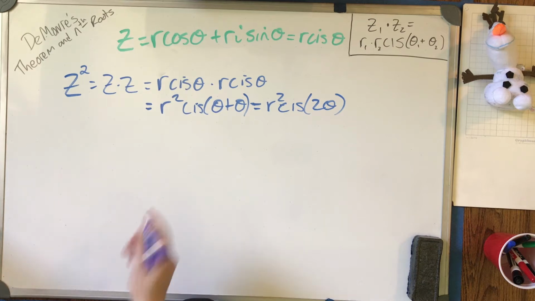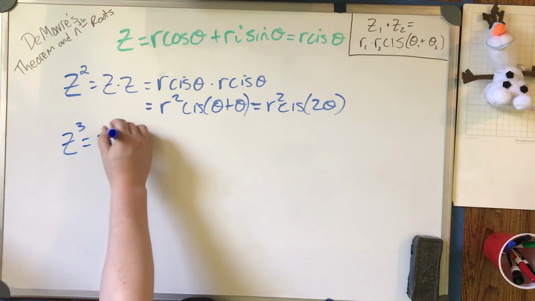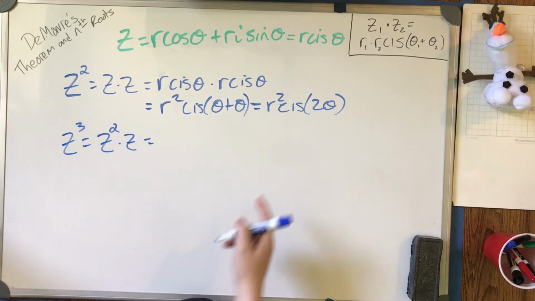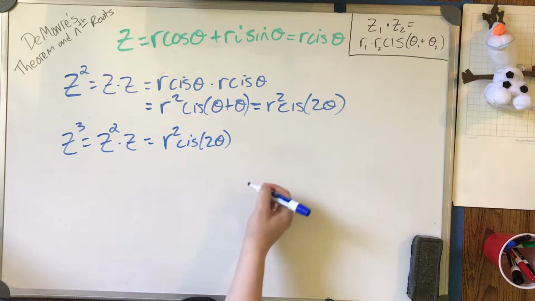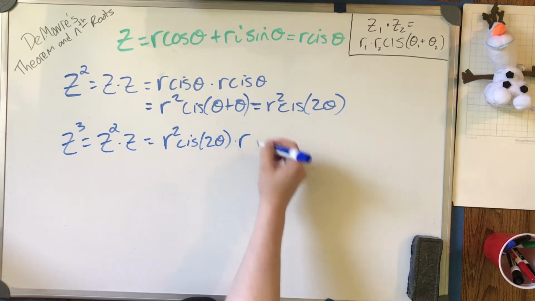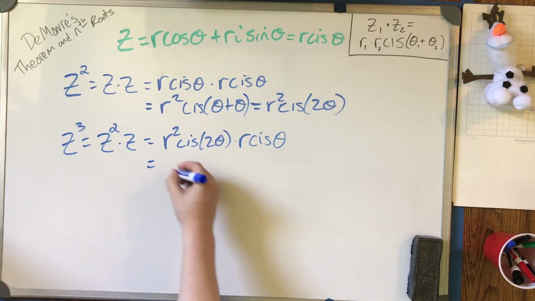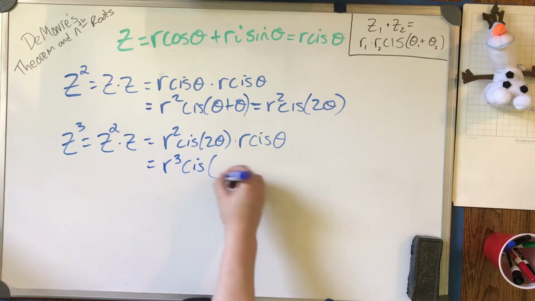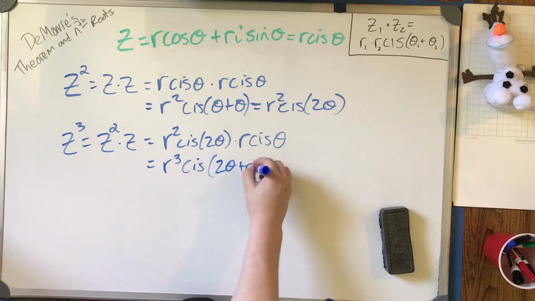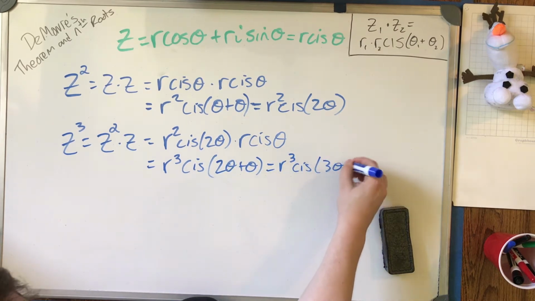So now let's see what happens if we do z to the third. That would really be z squared times z. So z squared, we already figured out, is r squared kiss 2 theta, and times an additional z would be r kiss theta. So if we just apply our property up there, that's going to be the radiuses times each other, so r to the third kiss, and then we would do 2 theta plus theta, and we could simplify that: r to the third kiss 3 theta.